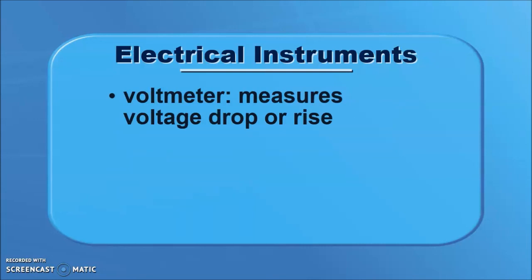is a voltmeter. A voltmeter measures the voltage drop or rise across an energized circuit component. The instrument is connected to the circuit in parallel with a component for which the voltage is being measured. So a voltmeter measures the voltage drop or rise.